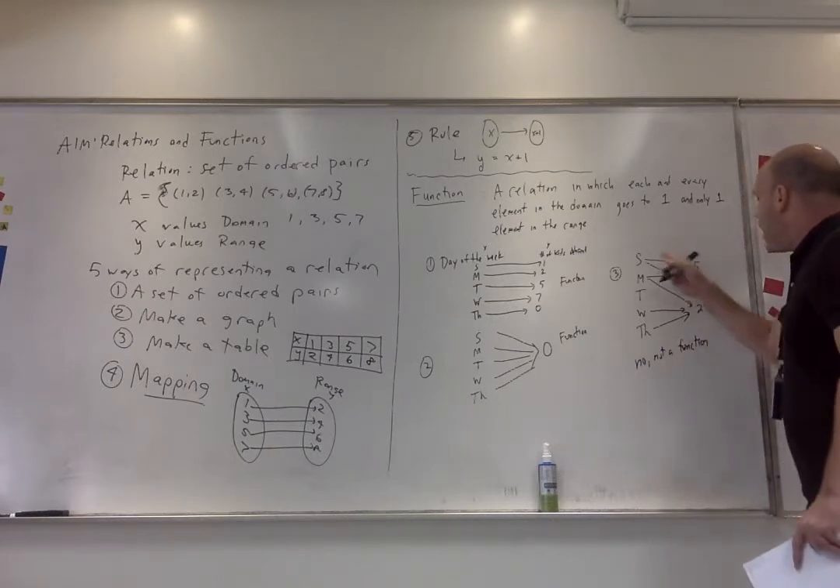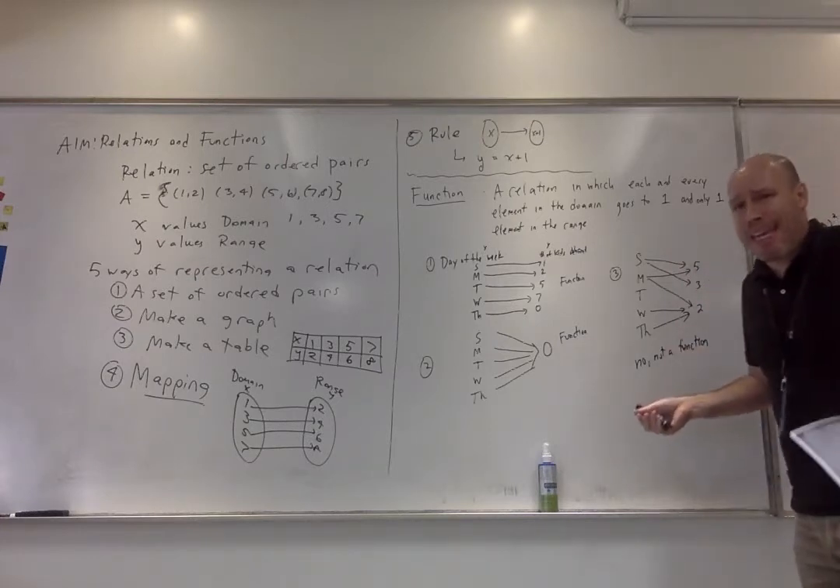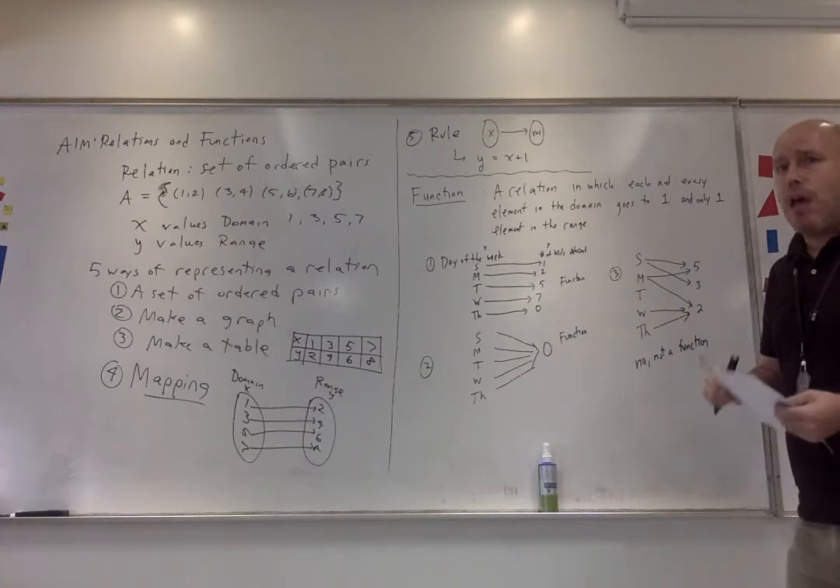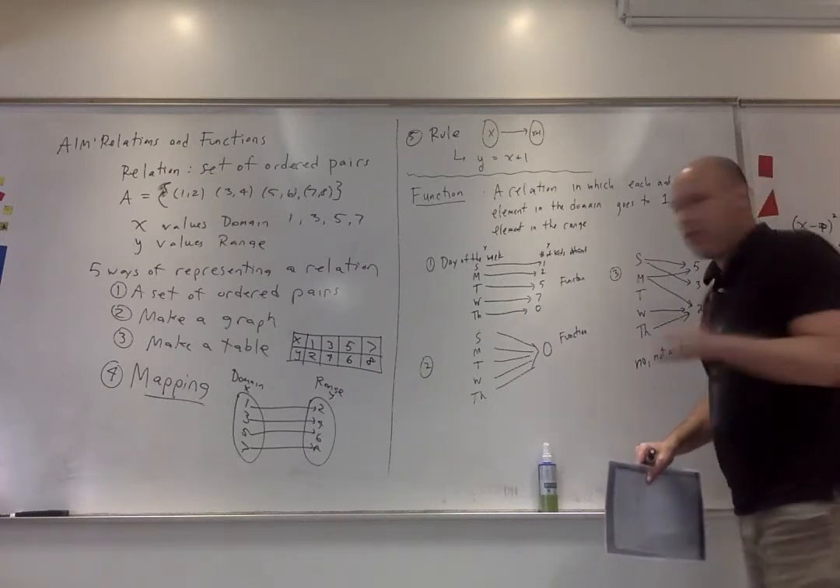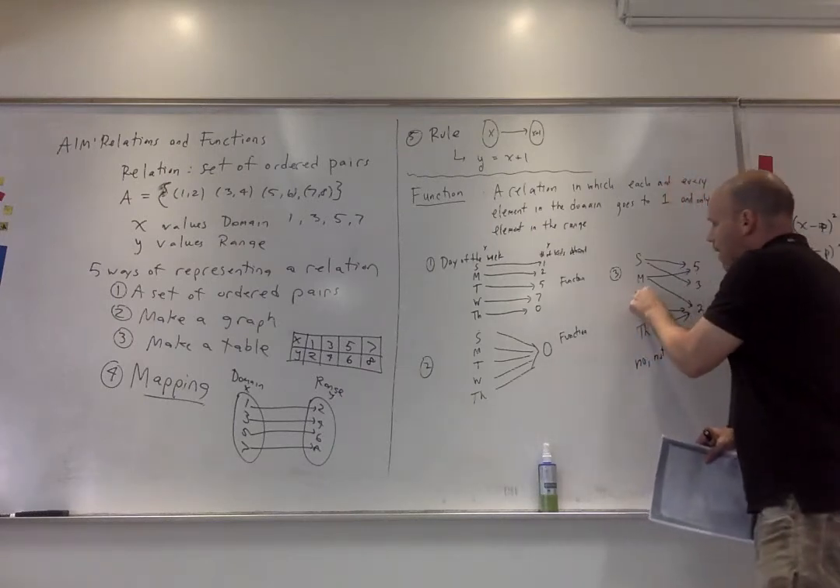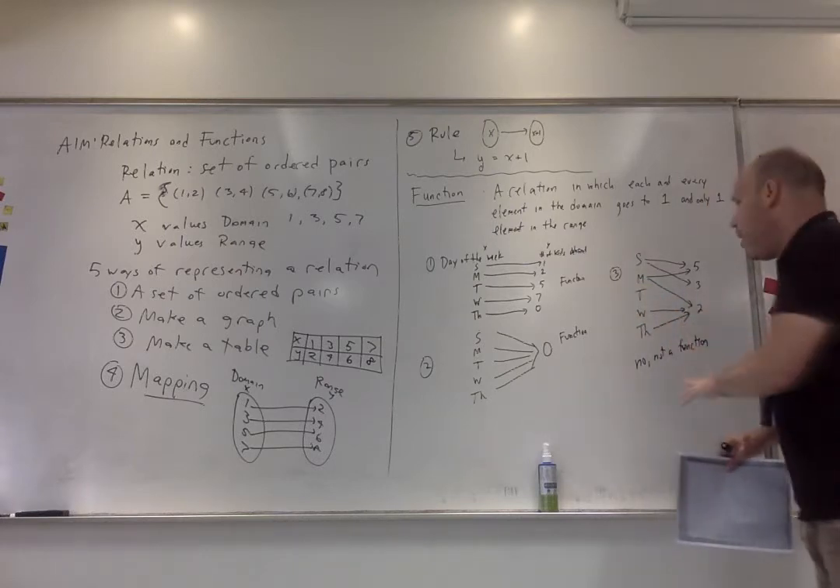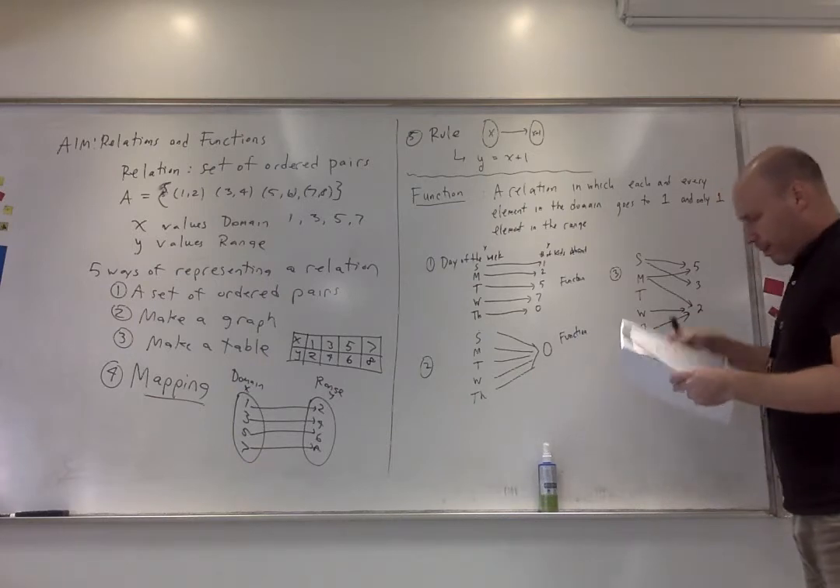Once again, Sunday cannot go to 2 places. That doesn't make any sense. Monday cannot go to 2 places. That doesn't make any sense. Another reason that it's not a function is because we didn't use this element in the domain. That's a little advanced. You don't have to worry about that. Nice.